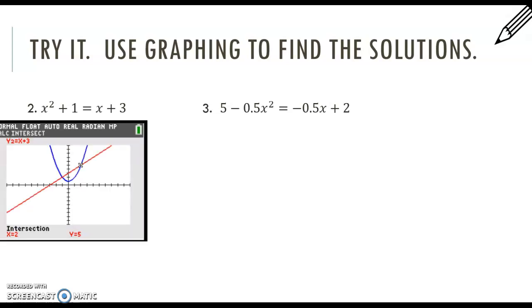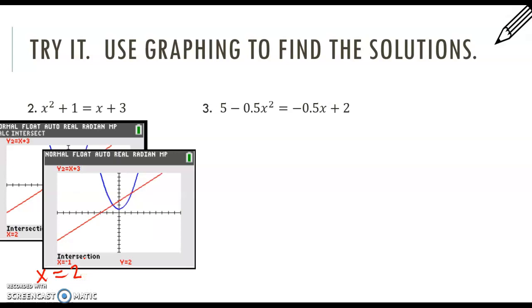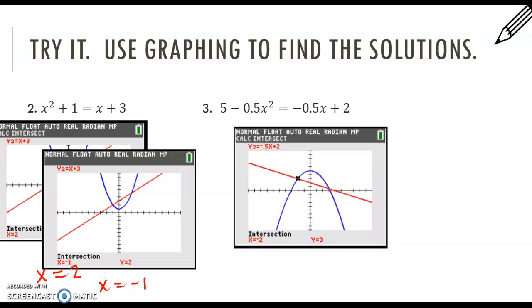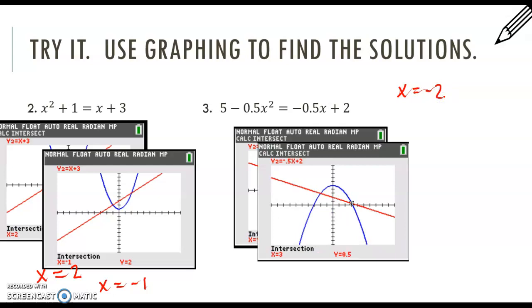All right. I first graphed my parabola and then I graphed my line, and I found that one intersection point is at 2, 5. So one solution to this equation is x equals 2. And the other intersection point is at -1, 2. So the other solution is x equals -1. I graphed the second system, and I found that they intersected at x equals -2. And I graphed the other one, and that intersected at x equals 3, and those are the two solutions.